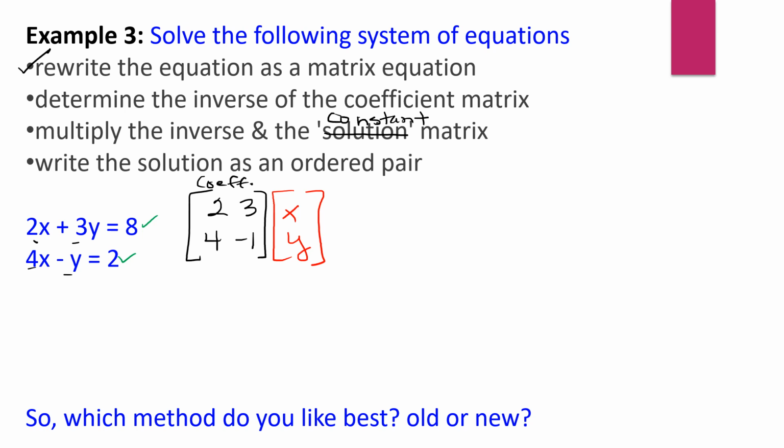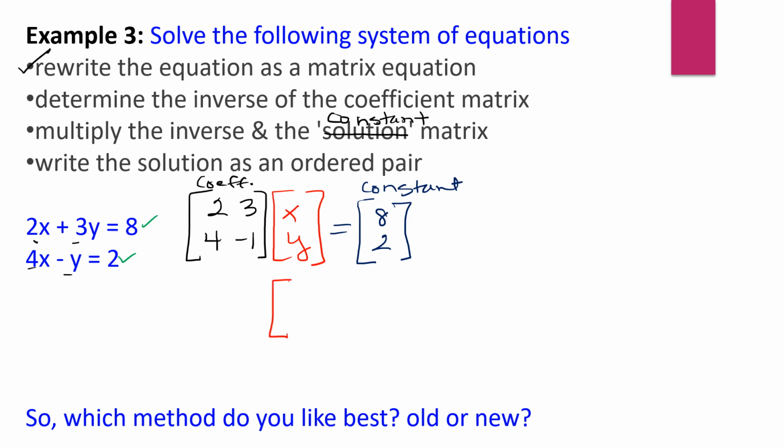So I know I've set that up correctly. Okay, and then that will equal our constant matrix, which would be the elements 8 and 2. Okay, so by hand, in order to get the x and the y by themselves, I can't just divide through by a coefficient matrix. I have to take its inverse, okay?